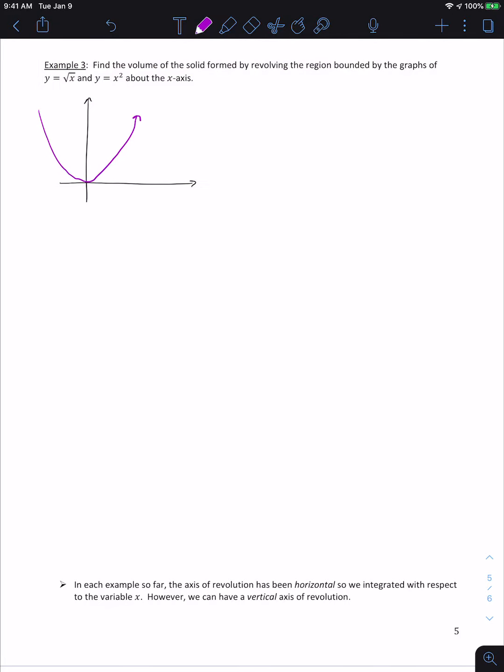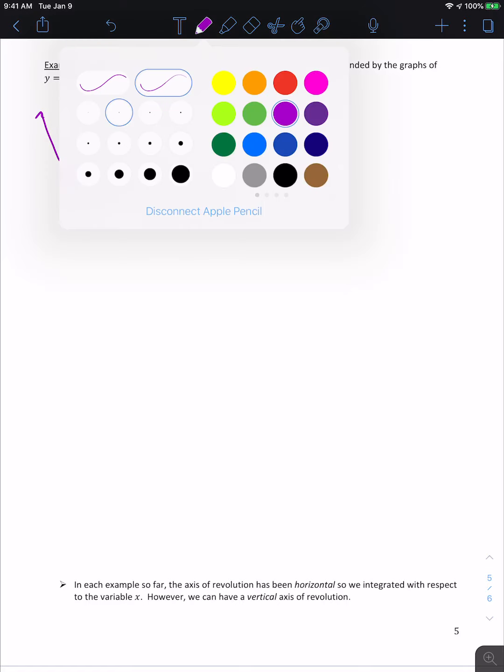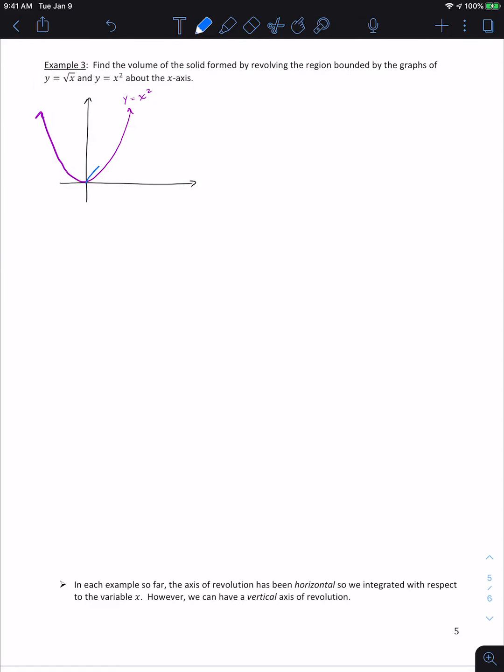All right, it'll drive me crazy, sorry guys. This would be y equals x squared, and then the square root function looks like this. So let's give it a little bit more beef here. This is y equals the square root of x. All right, so we want to take this area bounded by the two of them right here, and we want to revolve it around the x-axis, right?